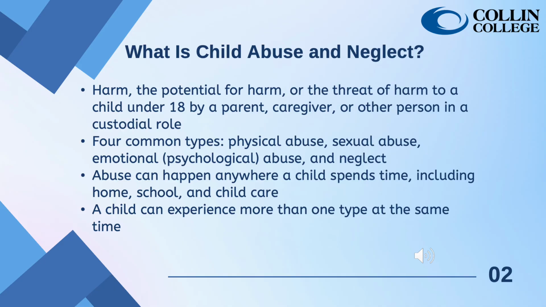2 ideas are worth holding on to from the start. First, abuse and neglect happen in every kind of community and at every income level. There is no single profile of a family or a perpetrator. Second, a child can suffer more than one type of maltreatment at the same time, which is why the data percentages you will see add up to more than 100%.